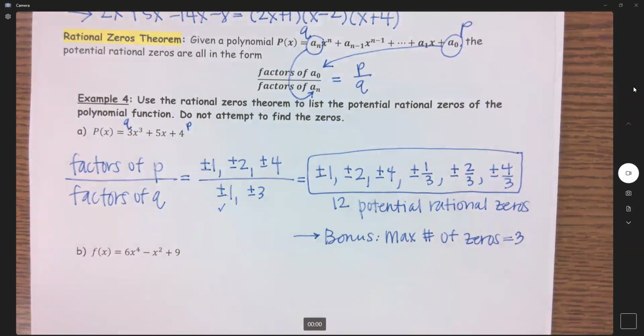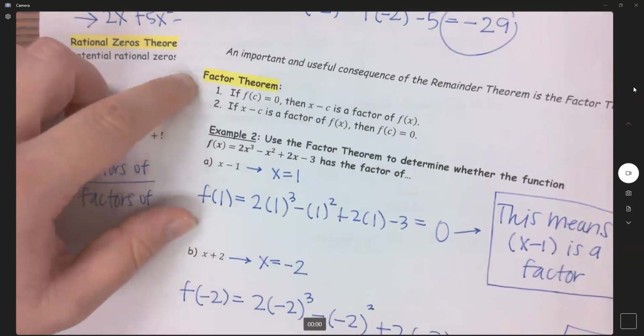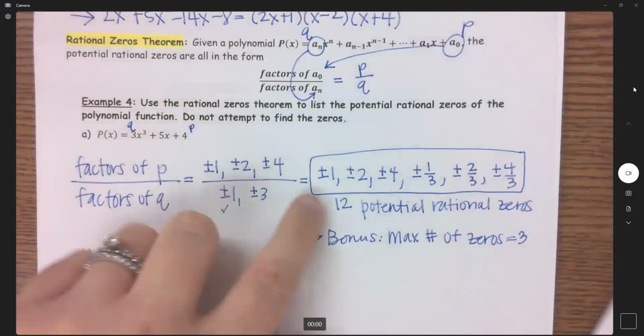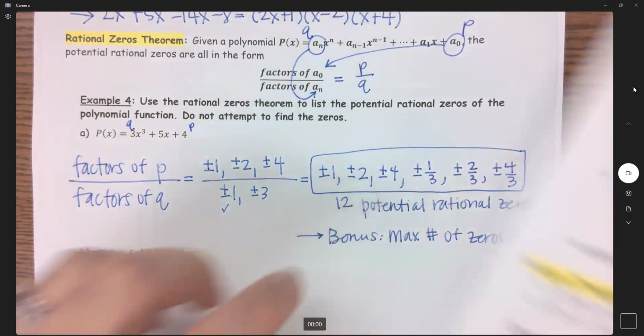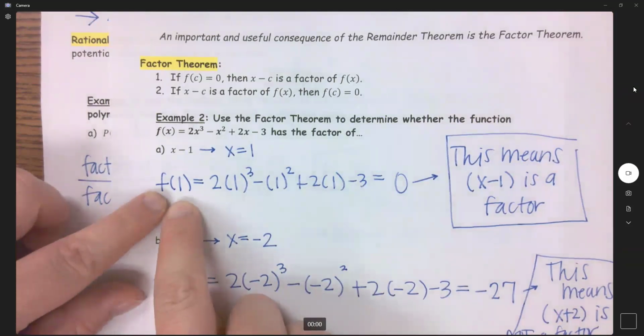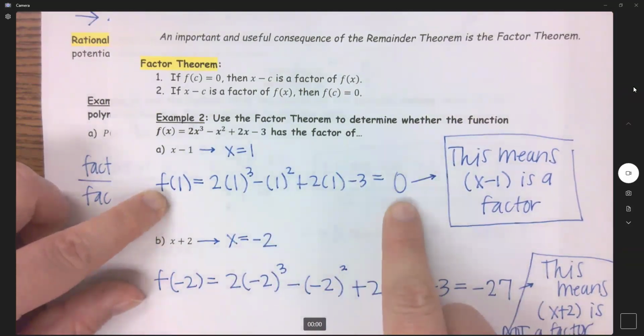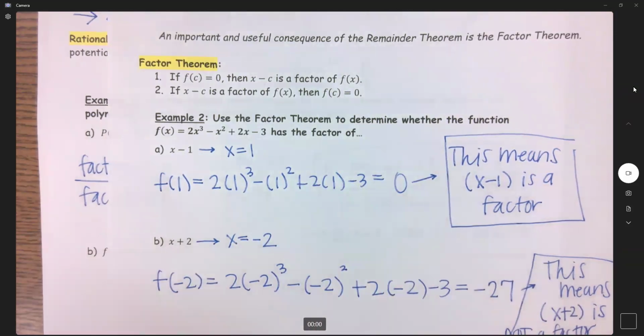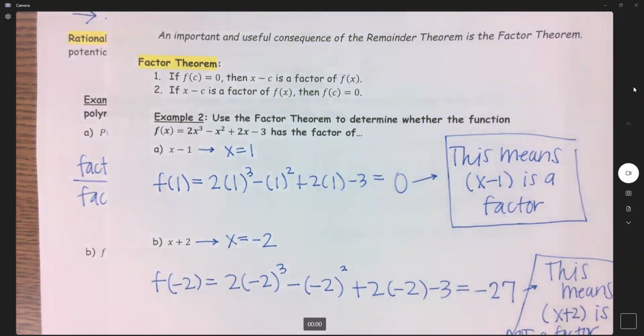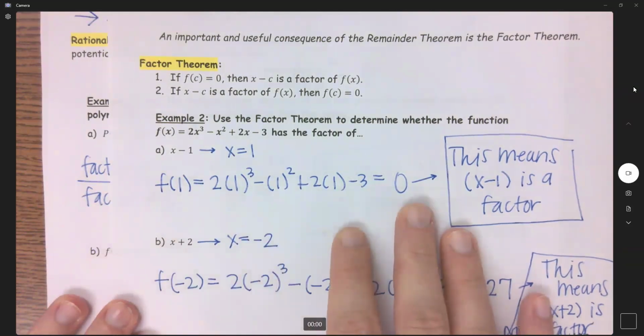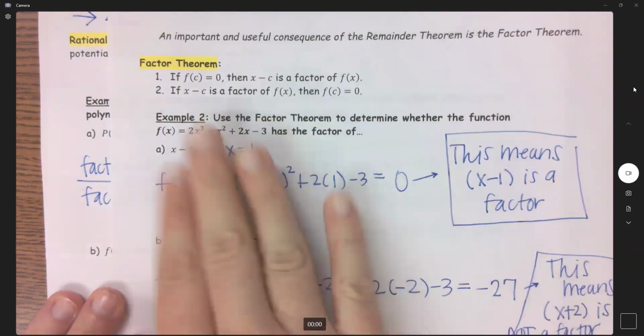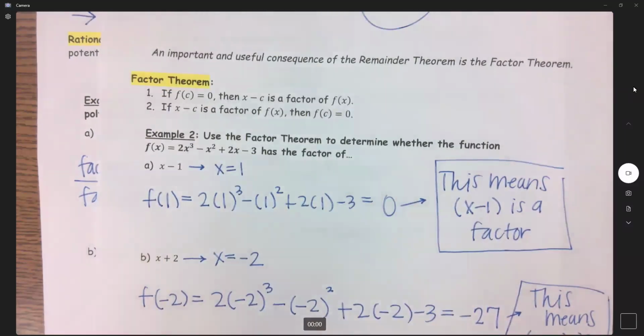And if we didn't have our calculator, that's where this factor theorem would come into play. I would have to plug my values into my function one by one until I got 0. And once I got 0, I would know that that is a factor. Now, thank God for calculators that we don't have to do that 12 different times. But that is why this factor theorem and this remainder theorem go into this unit.